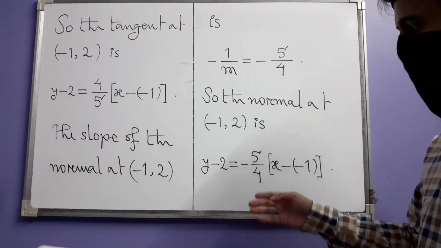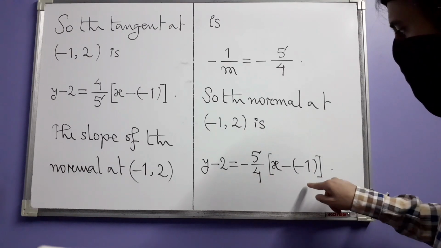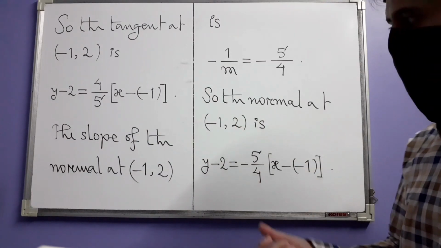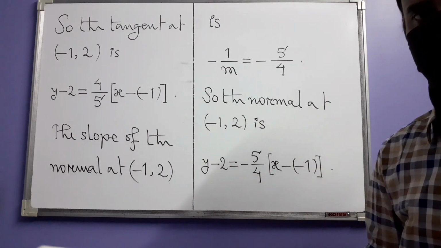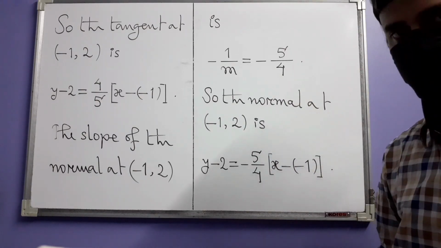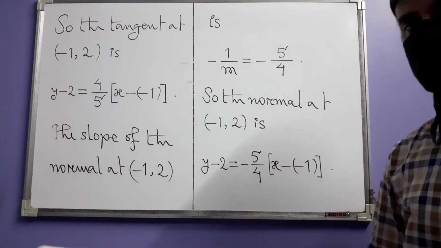And the equation of the normal in the point slope form obviously is this. These two things, y minus 2 and x plus 1, of course won't change because the point is still minus 1 comma 2, but the slope this time is minus 5 divided by 4. So this is the equation, and again you do the simplification.